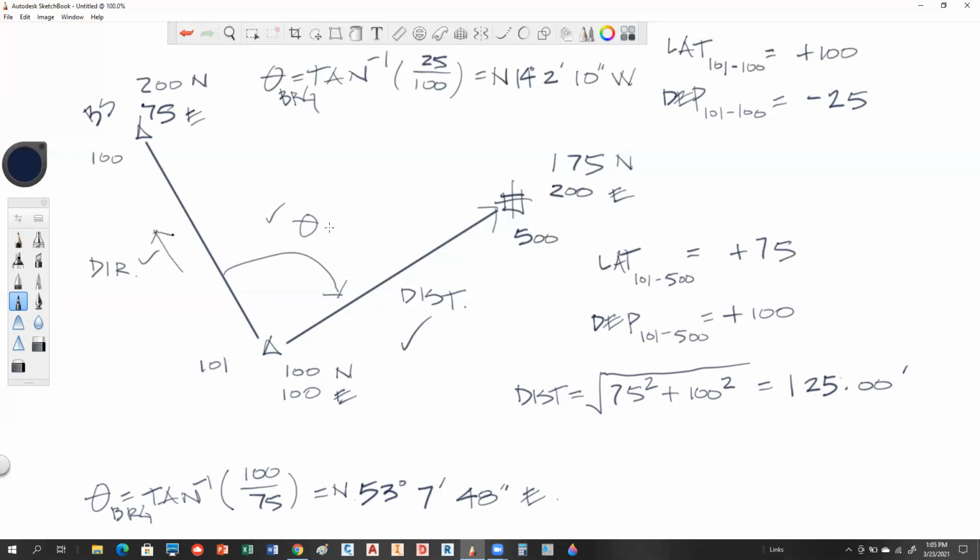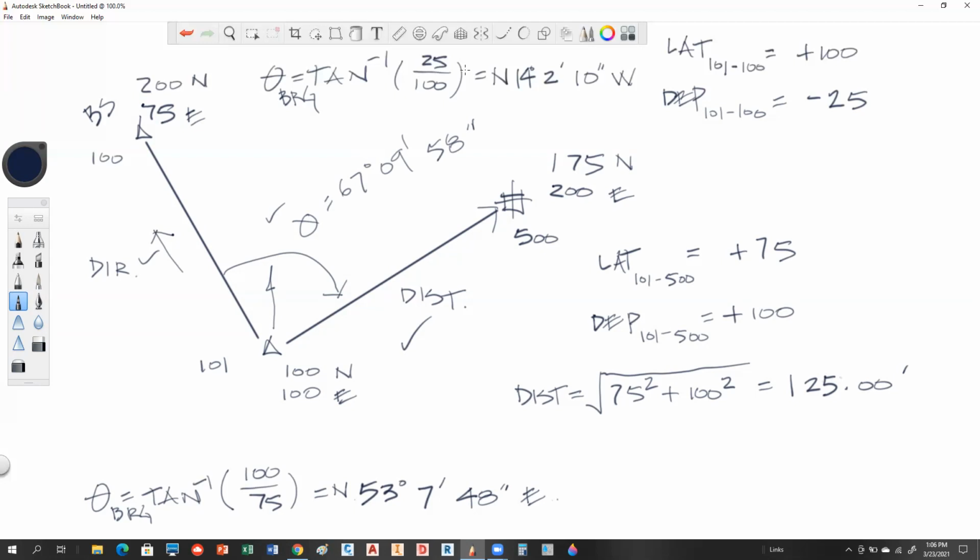Exactly, because if we look at this picture, north is kind of coming through here, right? So the angle this way is 14°2'10", and the angle this way is 53°7'48", correct? So let's see what we get. We get 14 degrees, 2 minutes, and 10 seconds, plus 53°7'48". What did you guys get? 67°9'58". That's what I came up with. Anybody agree with that? Yep.